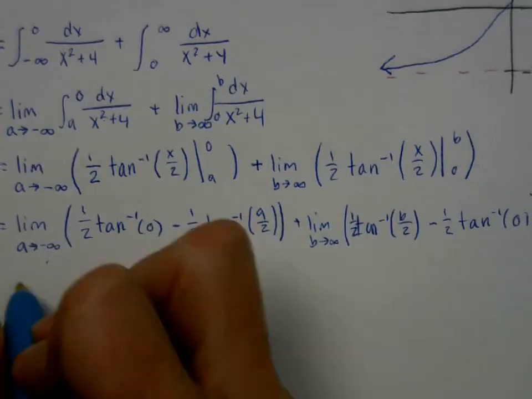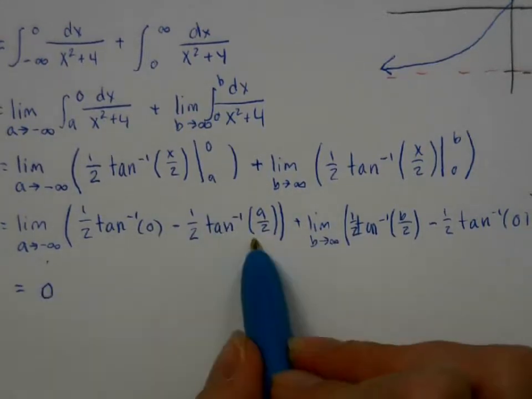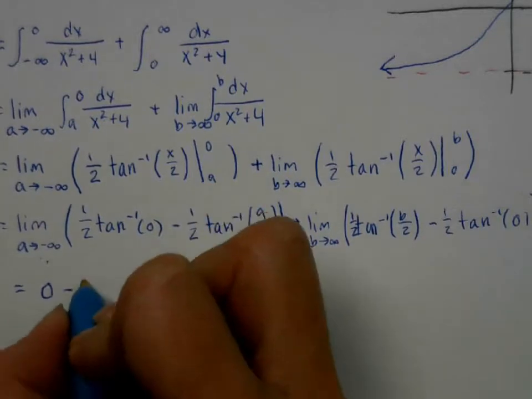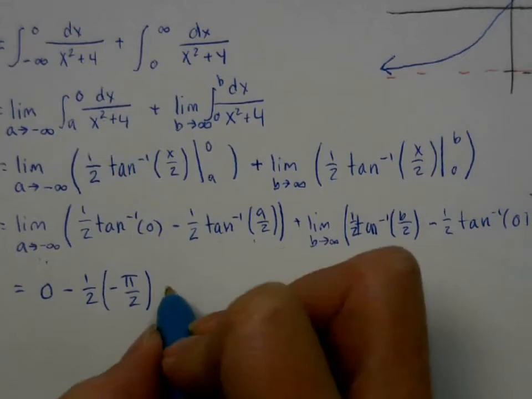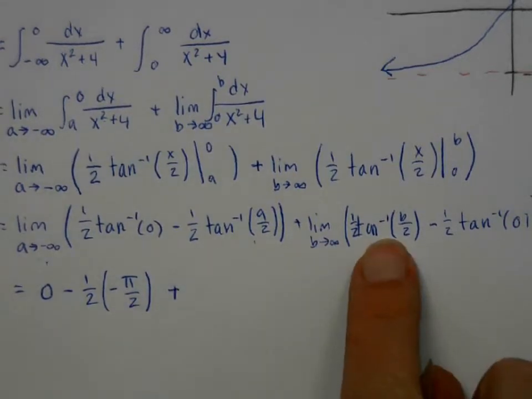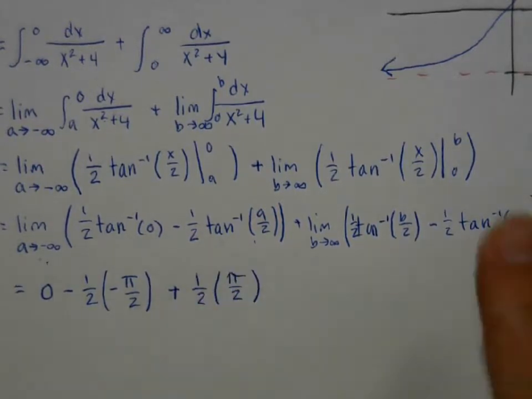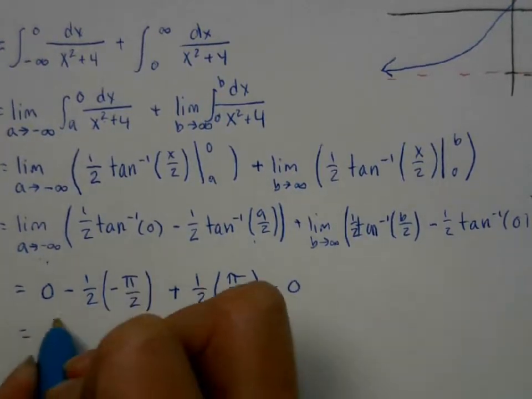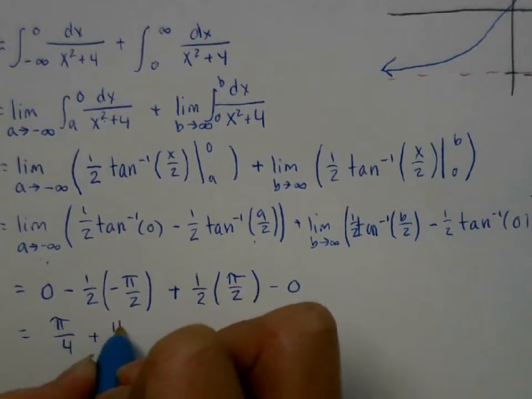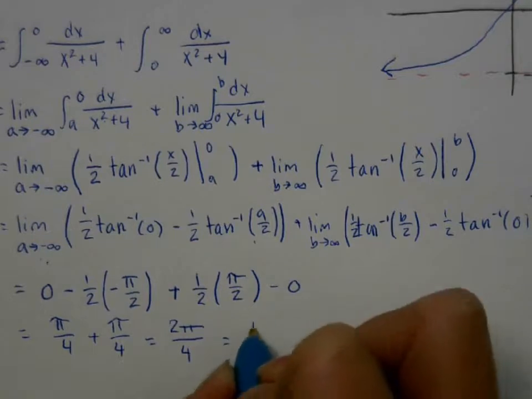So tangent inverse of 0 is 0. As we go to negative infinity, tangent inverse of negative infinity is going to be negative pi over 2. We're going to add that 2. As we go to infinity, tangent inverse goes to positive pi over 2. So it's going to be 1/2 times positive pi over 2. And then tangent inverse of 0 is 0. So this becomes a positive pi over 4 plus pi over 4, which would be 2 pi over 4, which is pi over 2.